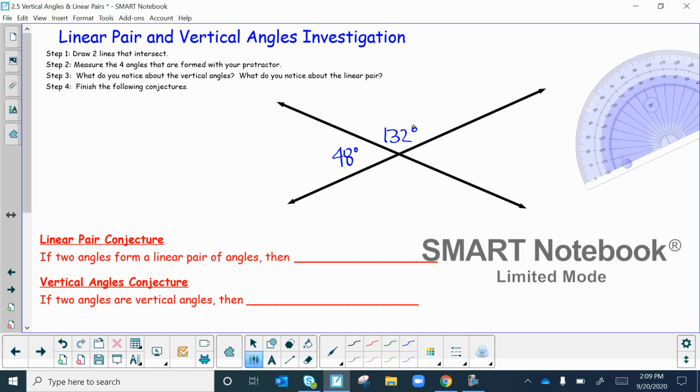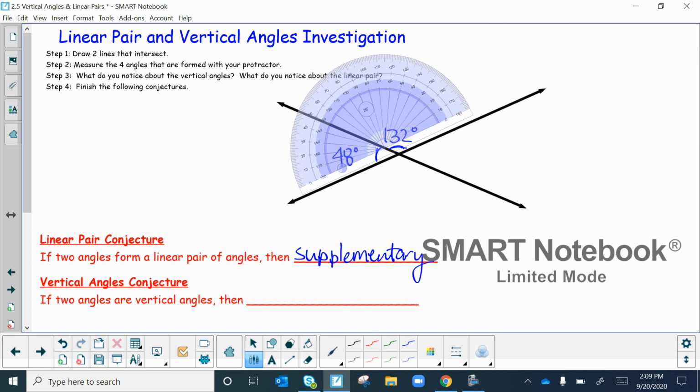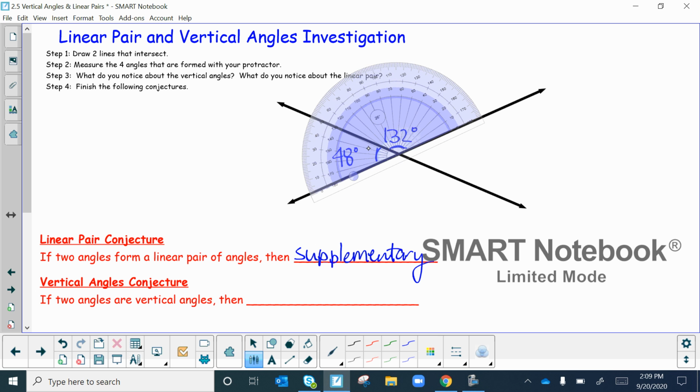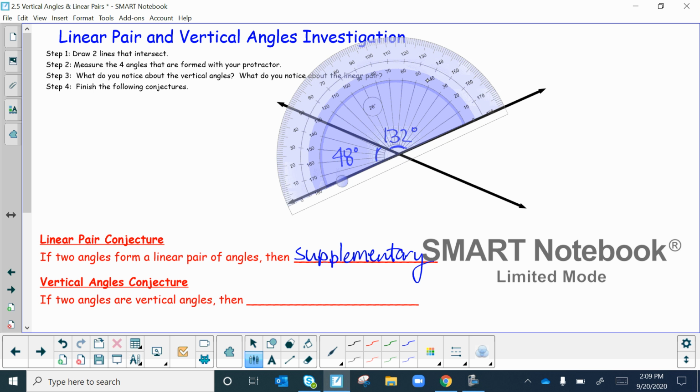And when you add those up, remember, this is a linear pair right here. This angle with this angle, that's a linear pair. And so 48 plus 132 is 180. So anytime you see two angles that form a linear pair, then they are supplementary. And like I said, we already pretty much discovered that when we were doing the definition of linear pairs, but now we're just going to show proof again using this protractor.